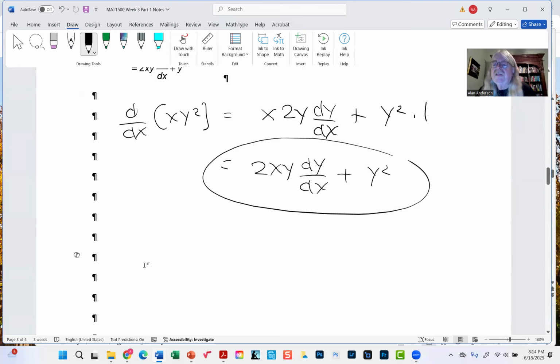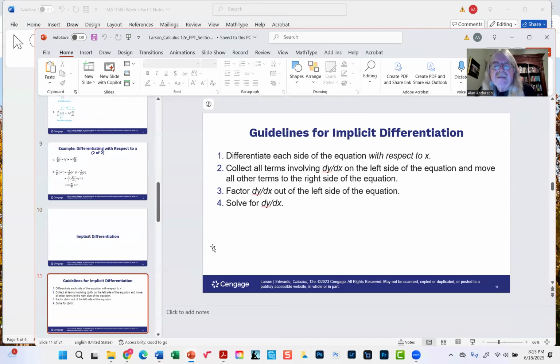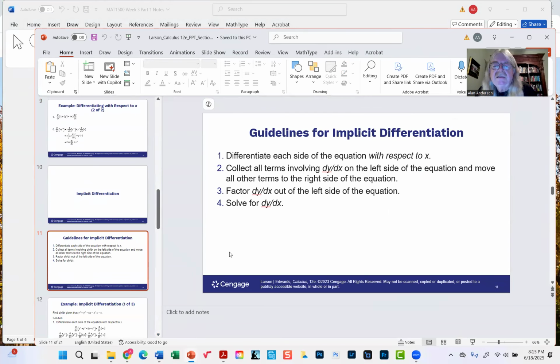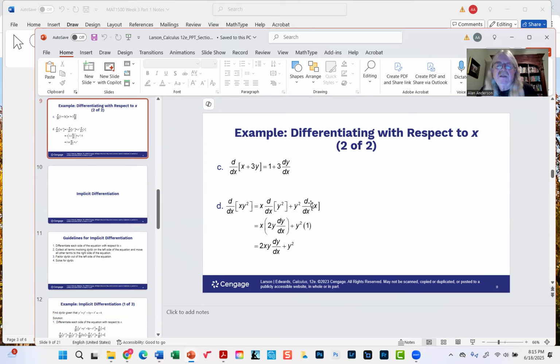So, this is one of those cases where we're going to need some practice. So let's see, here are the general rules. Differentiate each side with respect to x, collect all terms involving dy dx on the left-hand side, and move all the other terms to the right-hand side. Factor out dy dx on the left side of the equation and solve for dy dx.